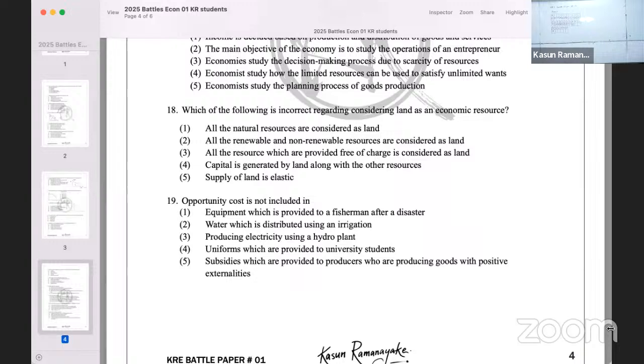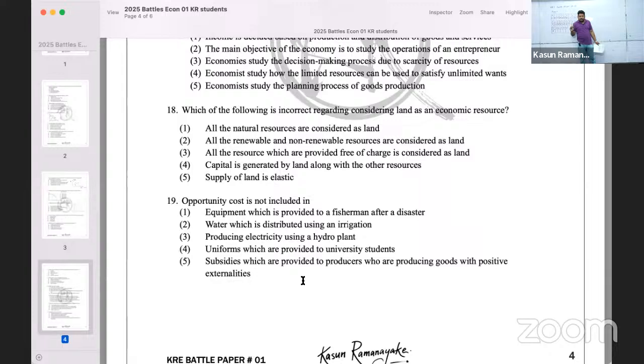When we give boats, what will happen? But is there an opportunity cost? Yes, exactly. Then water which is distributed through the irrigation system, through the canal system, is there an opportunity cost? Yes. We can use it for some other things as well. Providing electricity by using a hydropower plant. That one can be used only for that purpose.